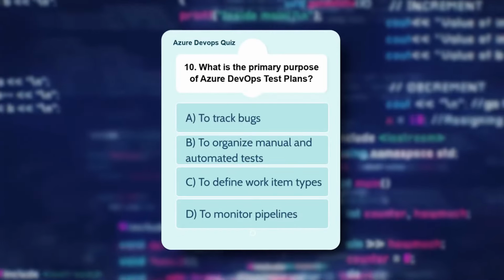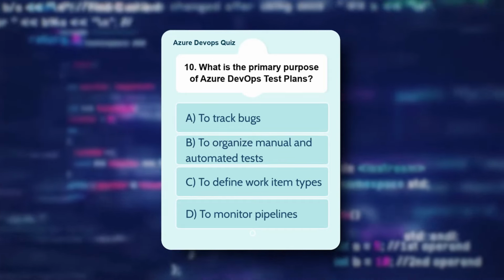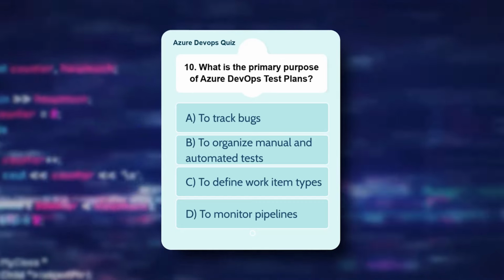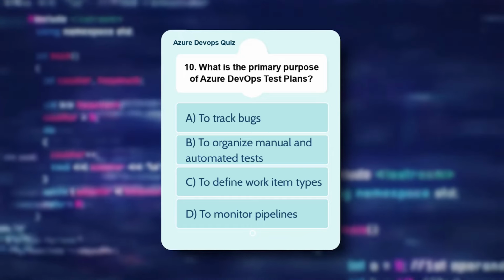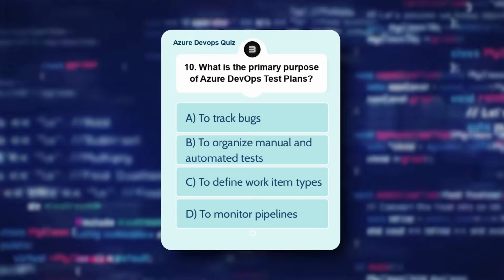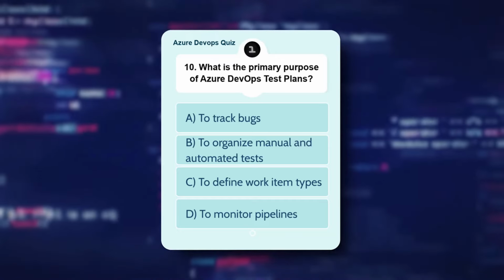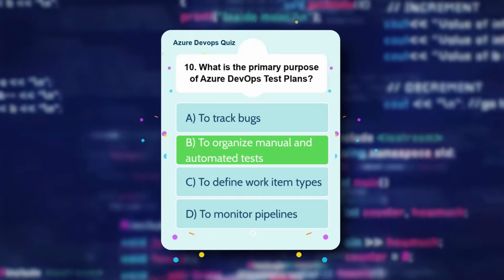10. What is the primary purpose of Azure DevOps Test Plans? A. To track bugs. B. To organize manual and automated tests. C. To define work item types. D. To monitor pipelines. Answer. B. To organize manual and automated tests.